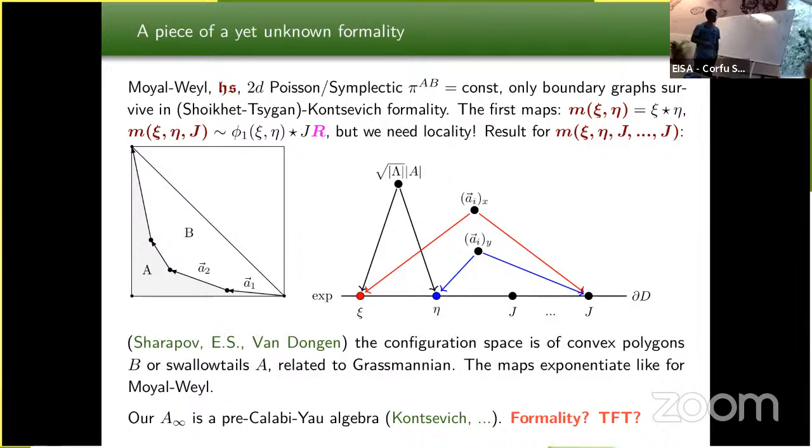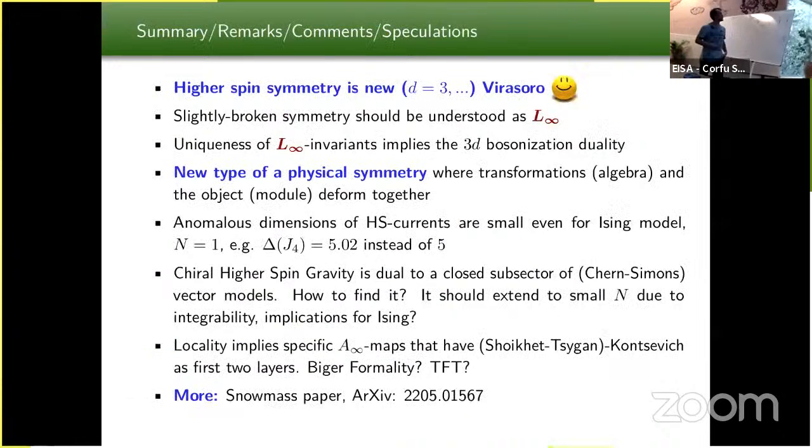And the question I'm asking, I'm begging all topological field theory experts to tell me, is whether there is a model for which, as a very degenerate result, you have this kind of configuration space of convex polygons, which is of course also related to the Grassmannian. So I think I should conclude, which I'm doing.